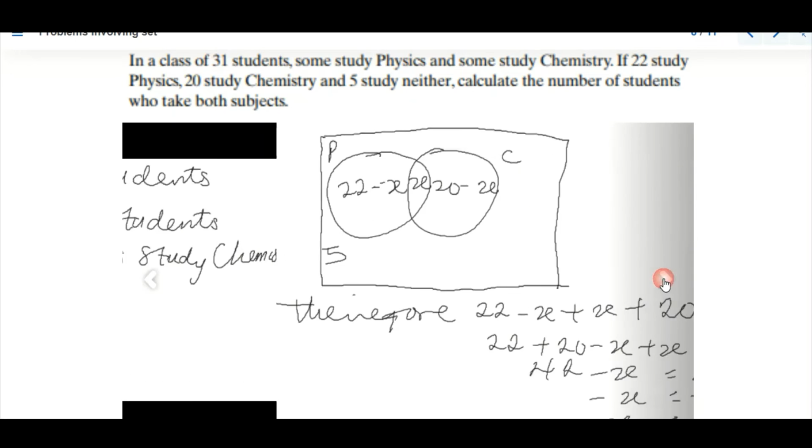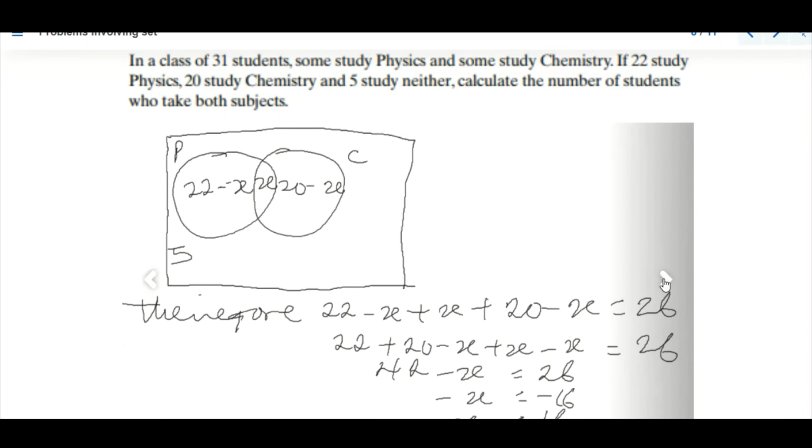So let's check what we have here. This is the Venn diagram. Let's quickly draw it. What this is telling us is that X is common to both of them, because there is a set of students that study physics and chemistry together. That is why we have P intersection C to be X.